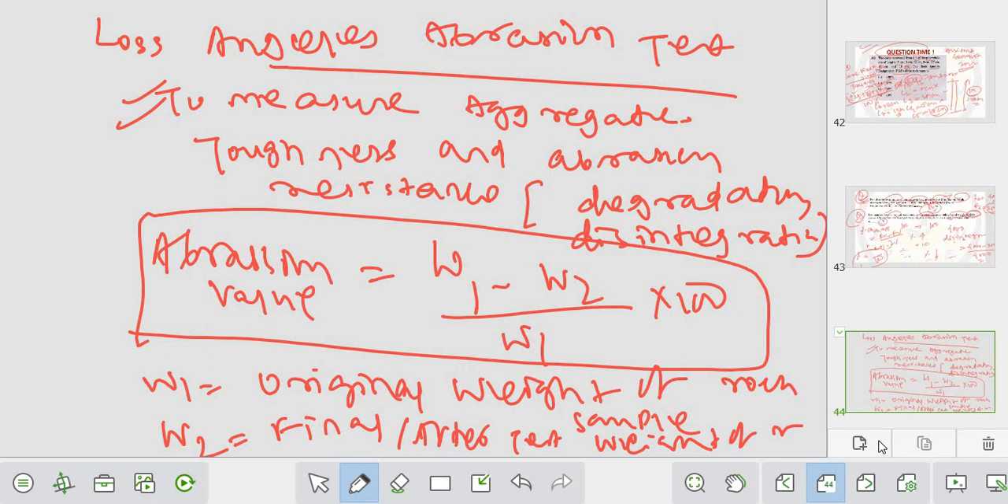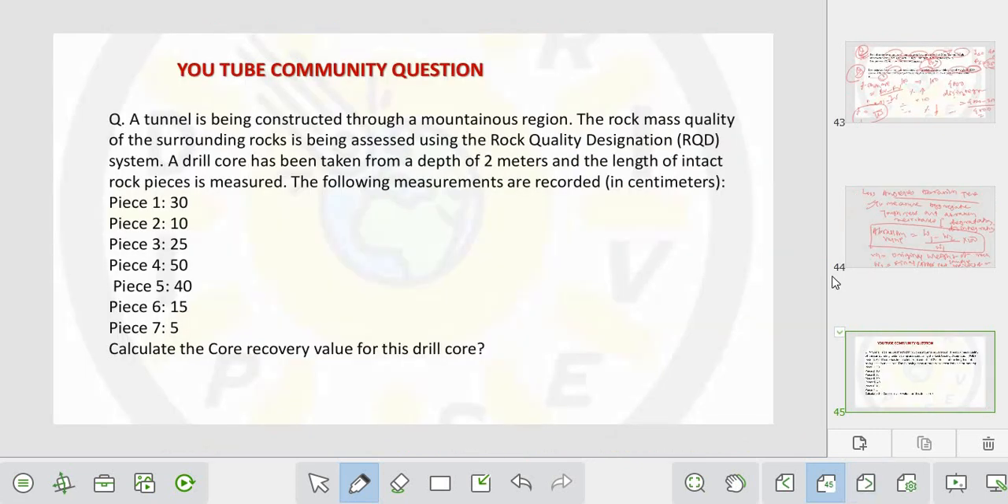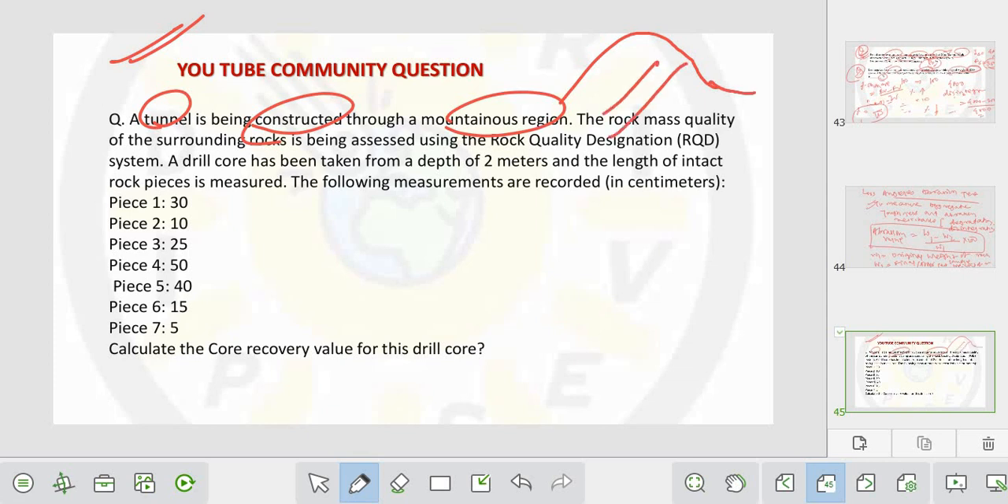Even if you don't know, you can solve it by looking at the requirement for this type of question. Okay? So YouTube community पे मैं यही दिया था, अगर कोई टनल is being constructed through mountainous region, जैसे माउंटेन पे कुछ टनल कंस्ट्रक्ट हो रहा है सपोज, ठीक है? The rock mass quality of the surrounding mass is being assessed using the rock quality designation system. A drill core has been taken up to the depth of 20 meter. So this is the mistake I have given, यहाँ पे 20 मीटर दिया हुआ है, ठीक है?